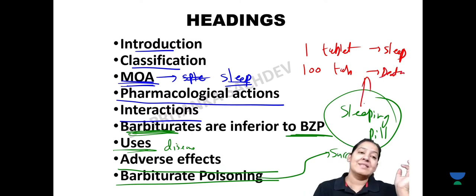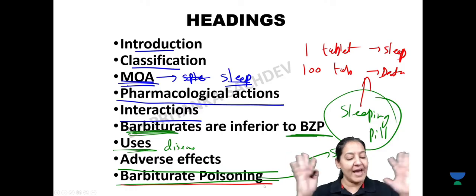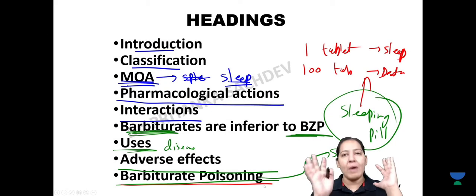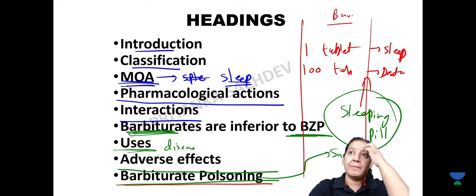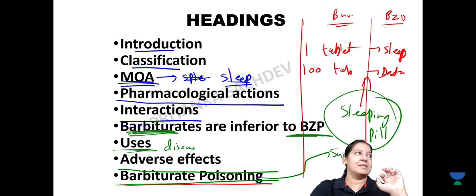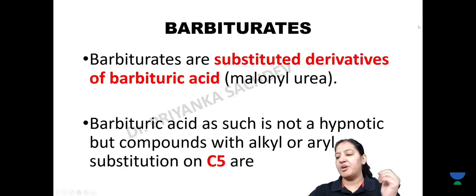If poisoning occurs and relatives bring the patient to you, what treatment will you offer? What are the symptoms and treatment? These are the headings under which I'm going to teach you barbiturates and benzodiazepines. I request you to make two columns: one for barbiturates. First let me finish barbiturates under these headings, and then I will teach you benzodiazepines under the same headings. Give me a big thumbs up. Let me start with the first chapter, barbiturates.